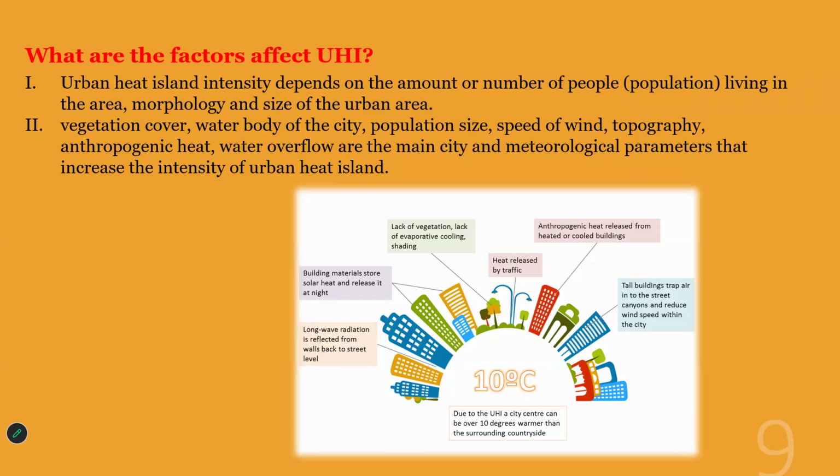We can also say that the intensity of the urban heat islands is influenced by factors such as population density, as well as the size and structure of the urban area. It's typically defined as the temperature difference between the city center and its surrounding suburban areas. And the factors that increase urban heat island intensity include vegetation cover, presence of water bodies, population size, wind speed, and other geographical or topological factors.